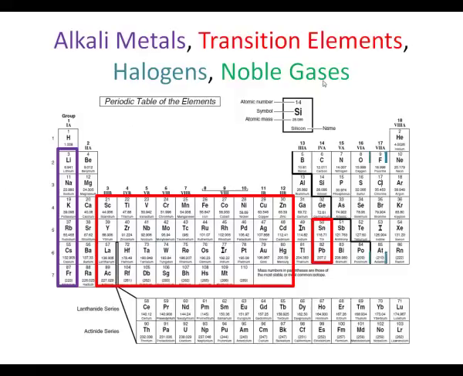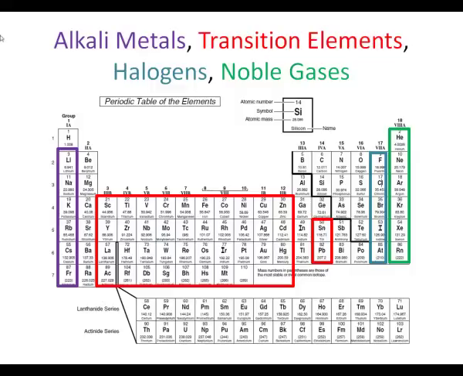Next up is the halogens, that's group 17. So fluorine, chlorine, bromine, these are all the halogens. And the last column is noble gases. So the noble gases are so called because they tend to be very unreactive. All of these guys have full octets, so they have no desire to react with any other elements in order to get their full octet.